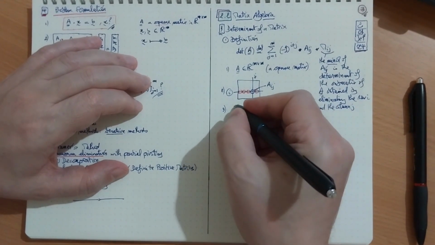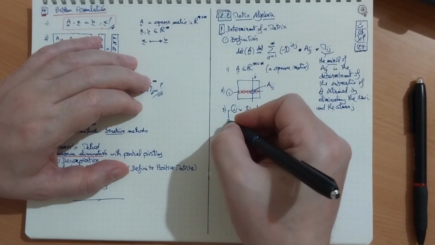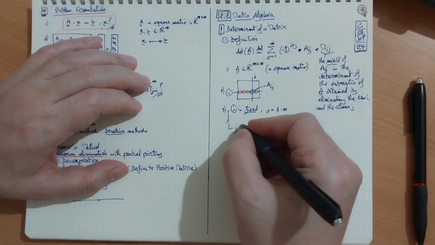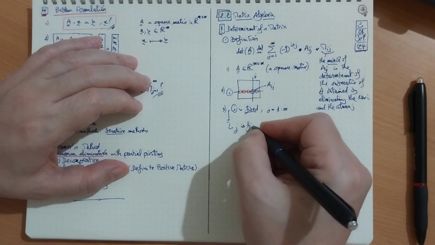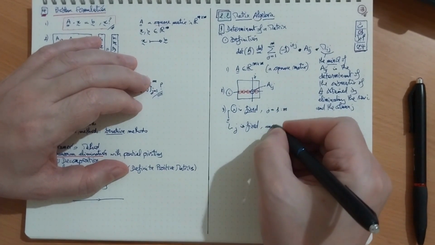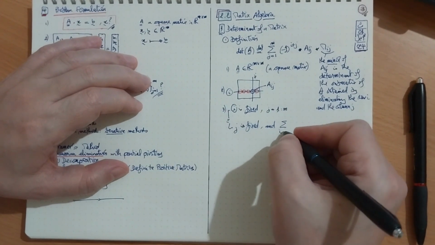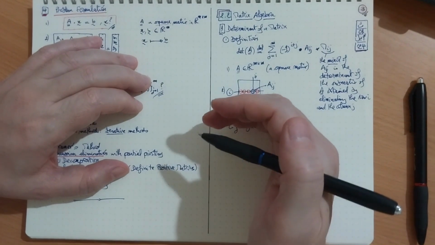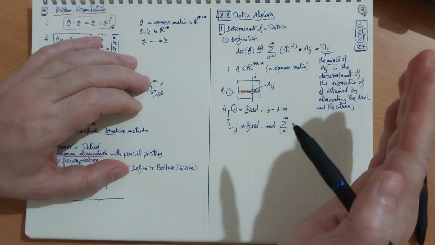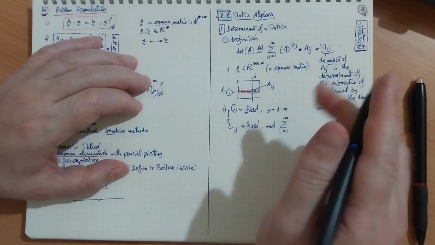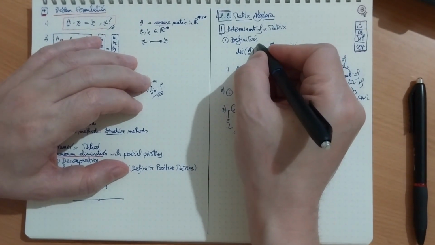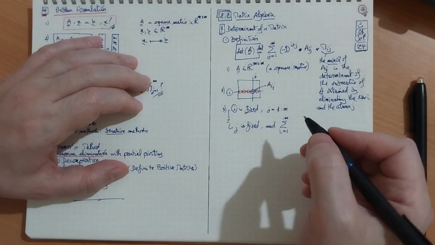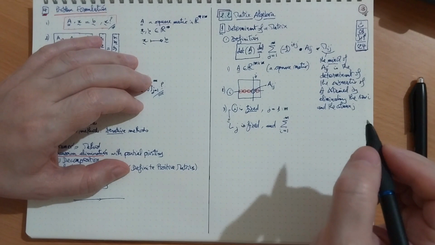Or it is also equivalent to fix the column, j is fixed, and the sum is on i, not on j, from 1 to M. You can choose a column or a row, whatever you want, and you always obtain the same result. So the determinant does not depend on the row or the column you choose. This is a theorem.